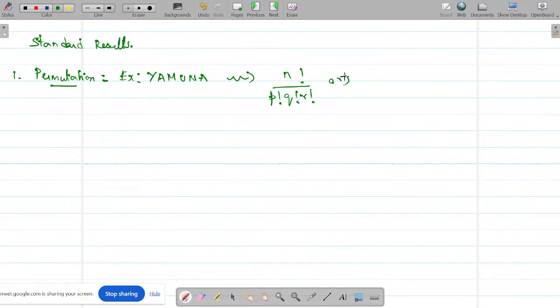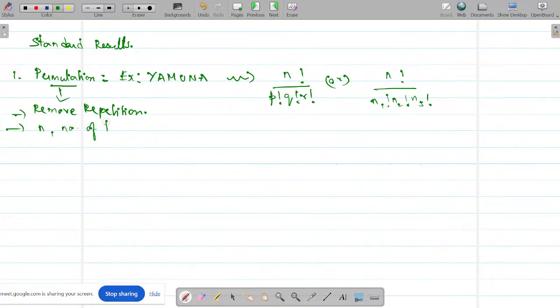Or you can write this as, in some material or in the exam, you may be expecting this as n1 factorial, n2 factorial, n3 factorial, and so on. The concept is the same, the logic is the same. What is the heading for this? You're doing this to remove repetitions. Or you'll get a statement like, where n1 number of things are alike. Alike means same.